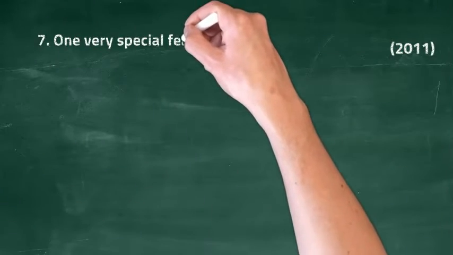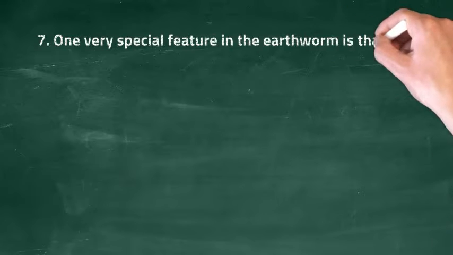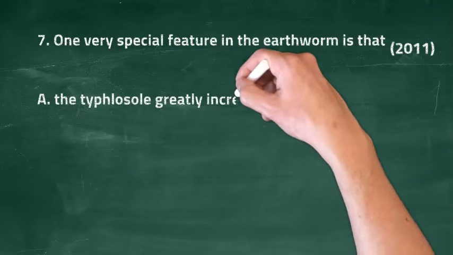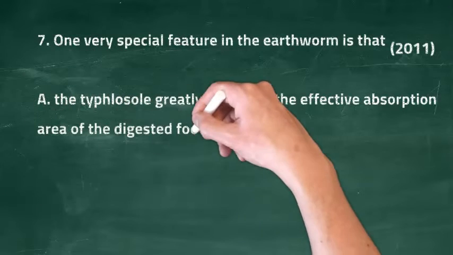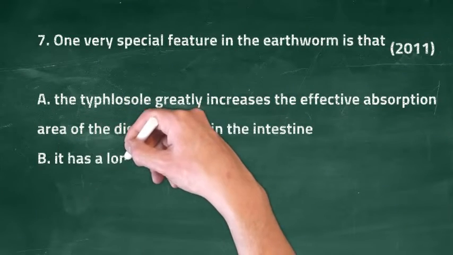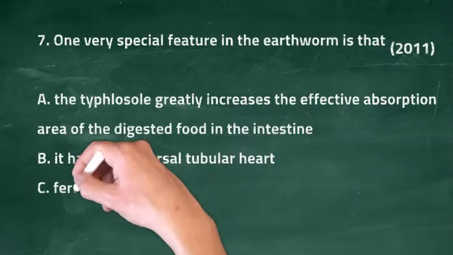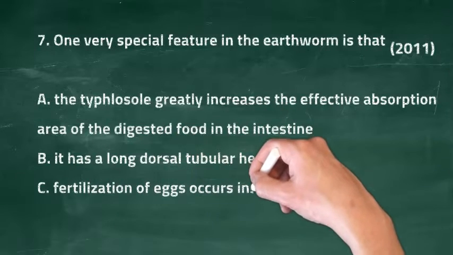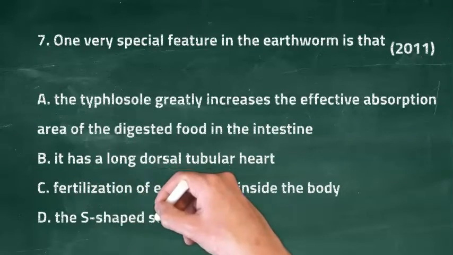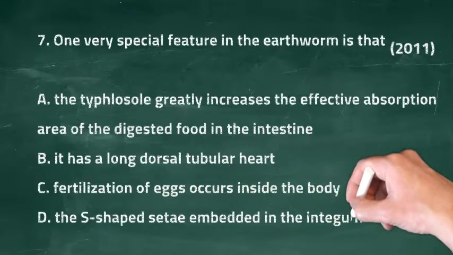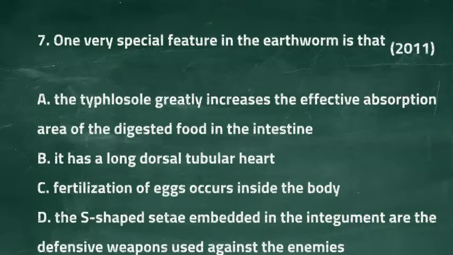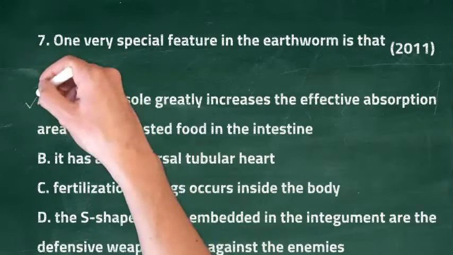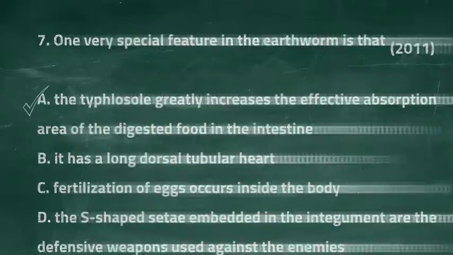Question 7. One very special feature in the earthworm is that option A, the typhlosole greatly increases the effective absorption area of the digested food in the intestine. Option B, it has a long dorsal tubular heart. Option C, fertilization of eggs occurs inside the body. And option D is the S-shaped setae embedded in the integument are the defensive weapons used against the enemies. The right answer is option A. The typhlosole greatly increases the effective absorption area of the digested food in the intestine.